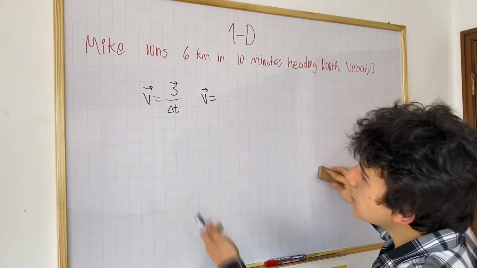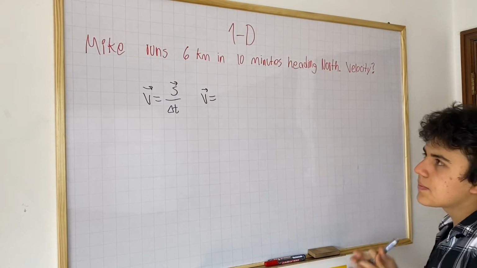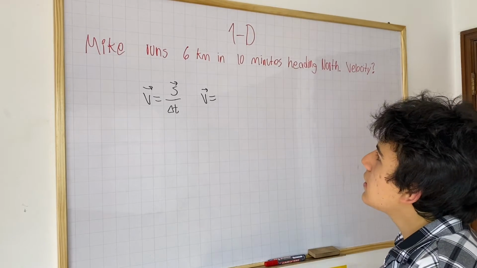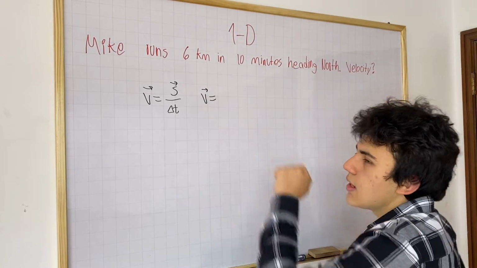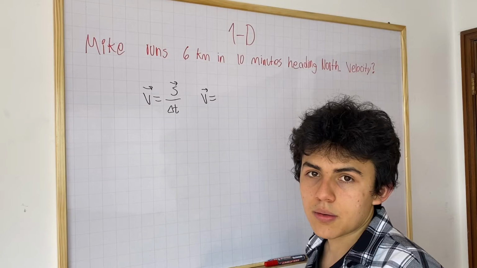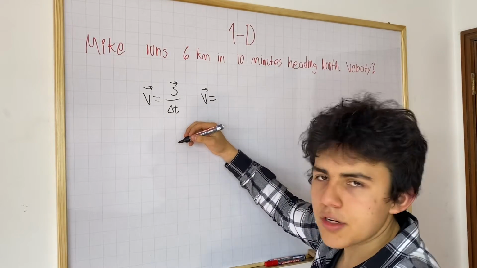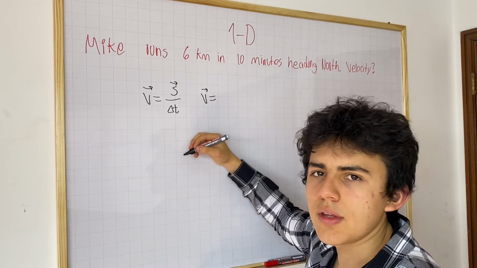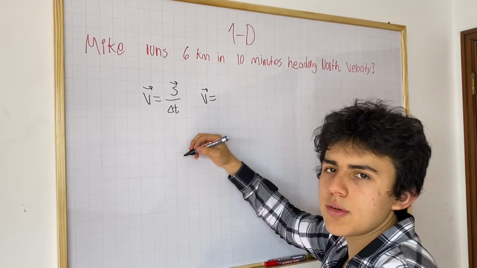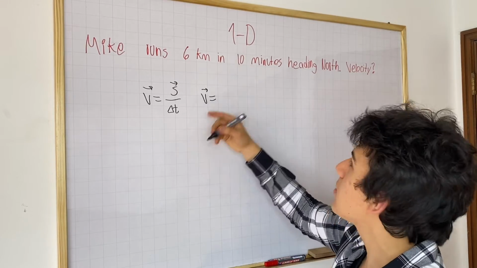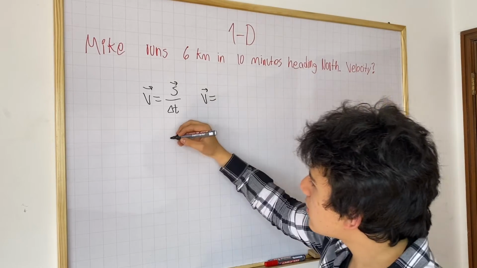So what do we need to do? Well, we need to play with the units. So what should we give the answer in? We're going to give it in meters per second, okay? Which is the SI units, the International System of Units. If you don't know what SI means, that is what it means. So we've got 6 kilometers.